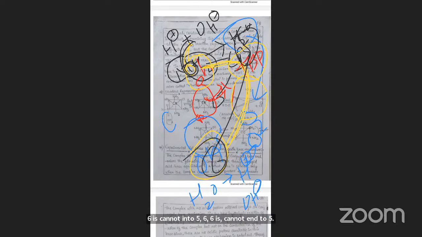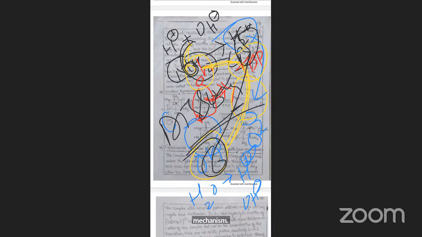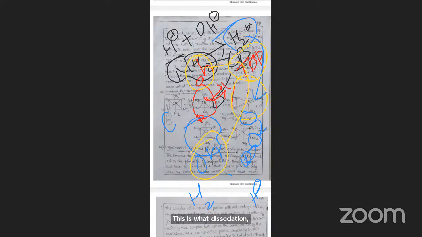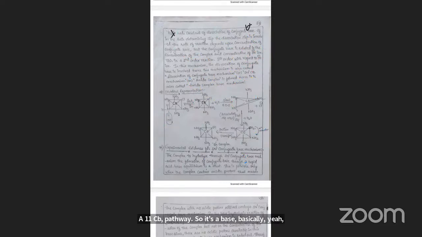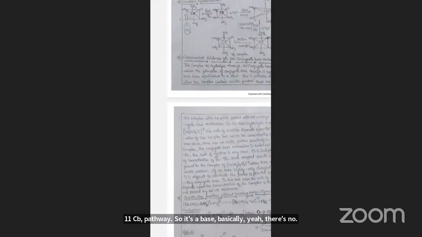This is the dissociation mechanism, the dissociation pathway or SN1 CB pathway. So this is a base hydrolysis. It takes place in basic medium. SN2 is not possible here, so only SN1 is possible.